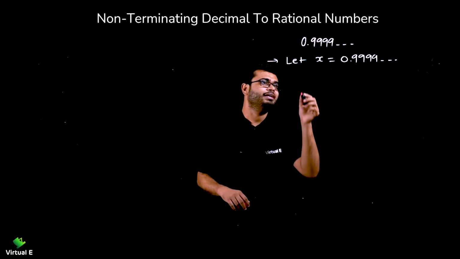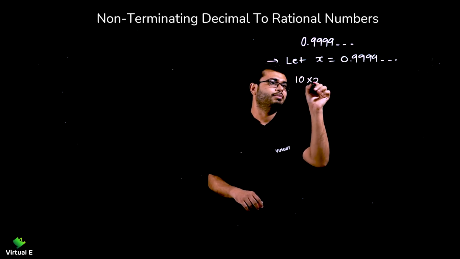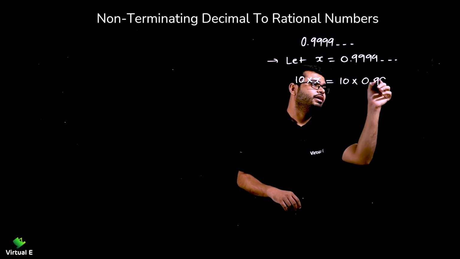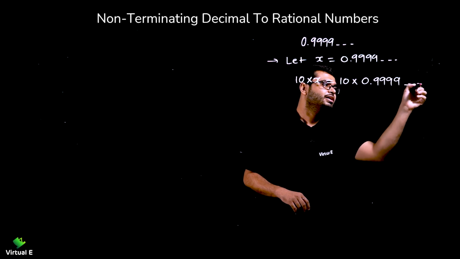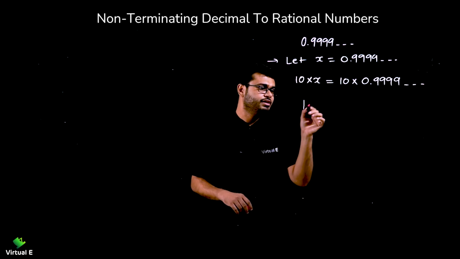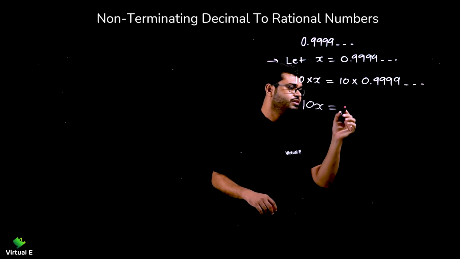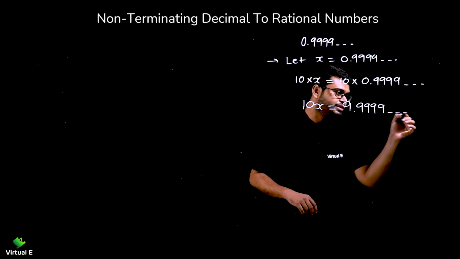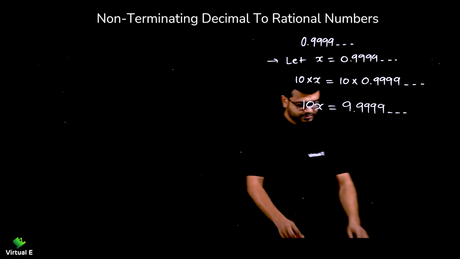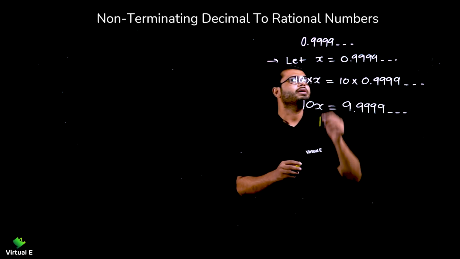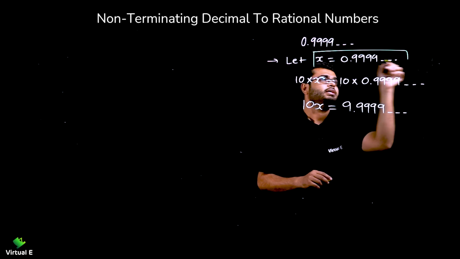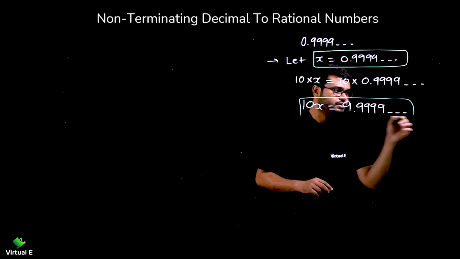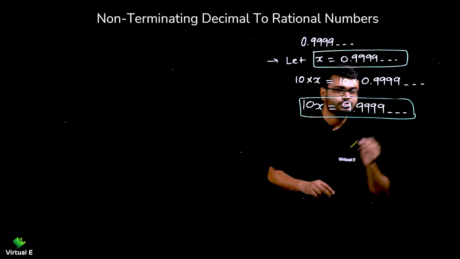So let's multiply by 10. So 10 multiplied by x is equal to 10 multiplied by 0.9999 dash dash dash. Here it is 10x is equal to 9.9999 dash dash dash. So we have 2 results over here, right? The first one is this one, right? And the second one is this one, right? So we have these 2 results.